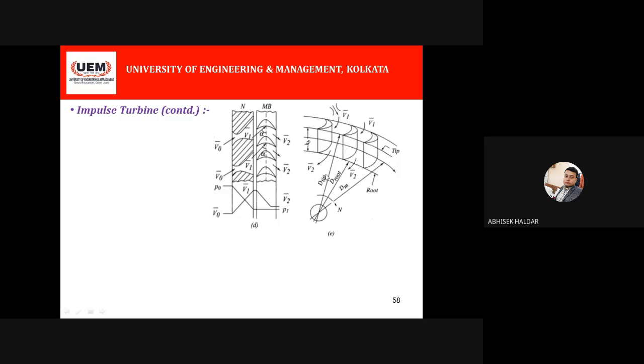D suffix T, the capital D tip, means the tip diameter of the rotor hub, and D root means the root diameter. This is basically the mean diameter: D tip plus D root divided by 2 gives me Dm, the mean diameter. This is the root and this is the tip, and hb is the blade height. These are the things you should know.